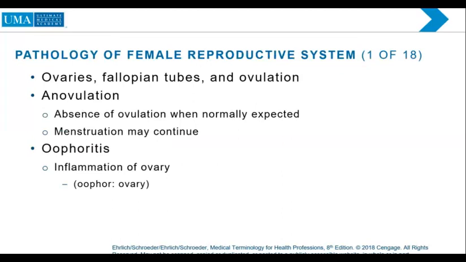Now let's look at some pathologies of the female reproductive system. Ovaries, fallopian tubes, and ovulation. Anovulation is absence of ovulation when normally expected. Menstruation may continue. Oophoritis is inflammation of the ovary. Oophor means ovary.